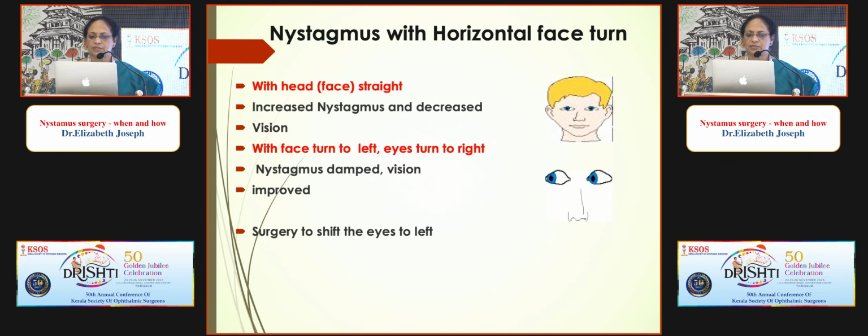In nystagmus surgery with the face turn, in those conditions, when the face is straight, the nystagmus is more and the vision is less. So they turn the face to one side and keep the eyes to some other state. In this case, there is a null point in the right lateral gaze, that is in dextroversion. In this position, the nystagmus is dampened and vision is improved. So the patient keeps the eyes in the lateral gaze, and the face will be turned to the opposite side. The principle of the surgery is to shift this null point to the primary position, so that the patient does not need to have a face turn.